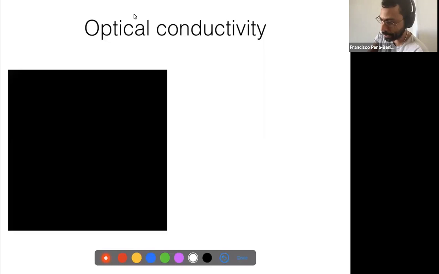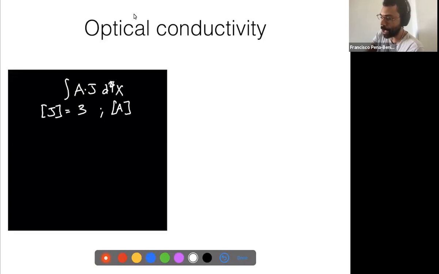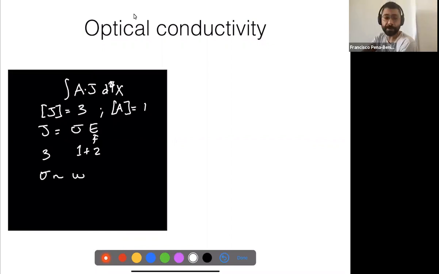The current will couple to the gauge field in this form, the integral d^4x, which tells us that the current will have mass dimension 3 and the gauge field will have mass dimension 1. Therefore, if we have something like Ohm's law, the electric field will have dimension 2 and the current, as we saw, has dimension 3. Therefore, the conductivity will have dimension 1. So if the system is scale invariant and we don't have any mass scale, that implies that the conductivity necessarily needs to go linearly with the frequency.